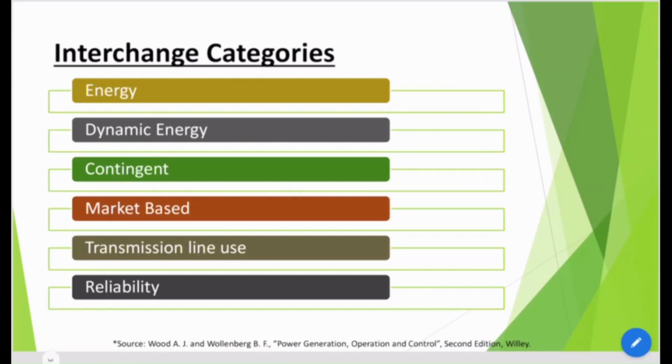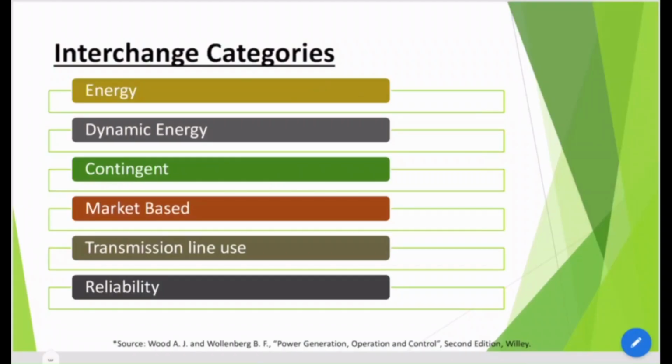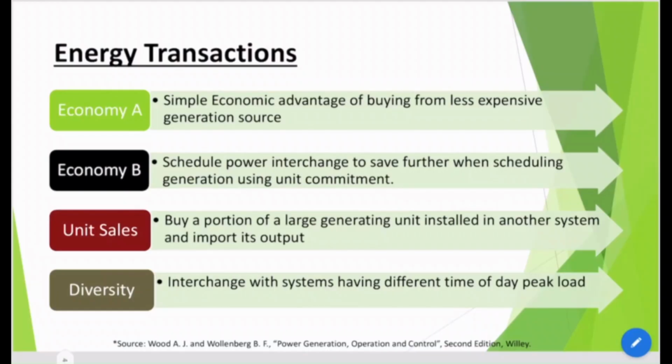Now, there are different levels of interchange and they have been categorically divided into 6 levels: energy, dynamic, energy contingent, market-based, transmission line use, as well as reliability. We'll get into them one by one and see how interchange has been experienced through energy. When you talk about energy transactions, the first one is known as economy A, in which there is simple economic advantage of buying from less expensive generation sources, meaning one can carry out a transaction because it is cheaper to me.